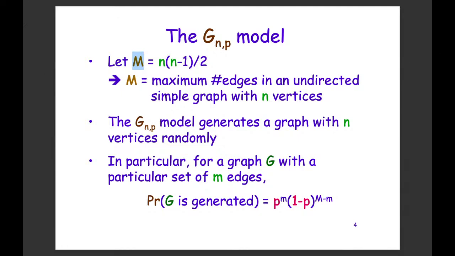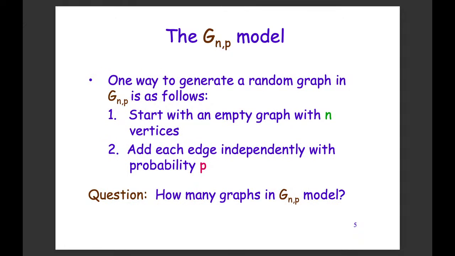So for instance, the graph that has all the edges will be generated with probability p to the power big M, and the graph with no edges will be generated with probability 1 minus p to the power big M. Okay, so this is the Gnp model. One way to generate a random graph in this model is to start with an empty graph, and then for each edge, we pick it randomly, independently with probability p.